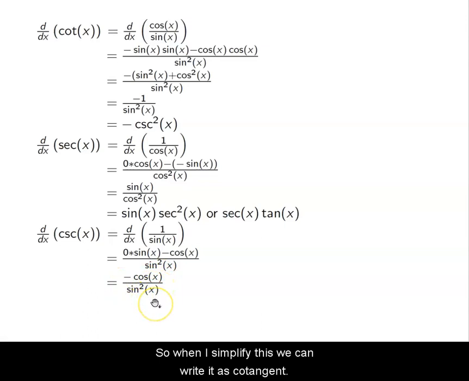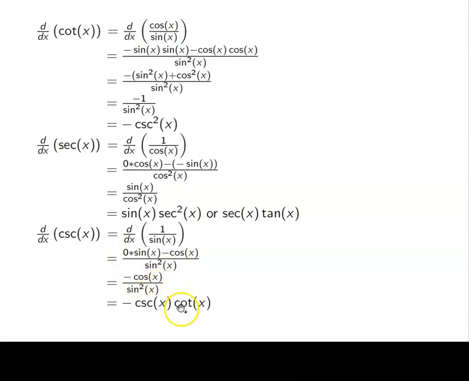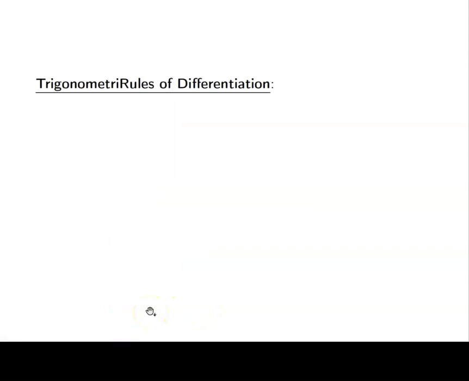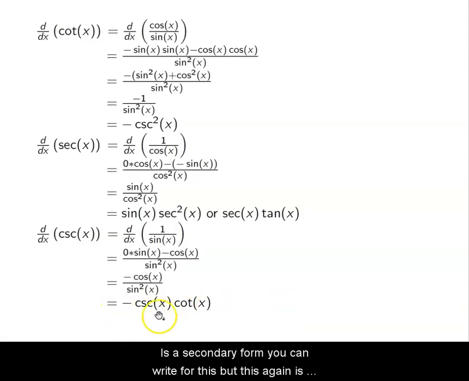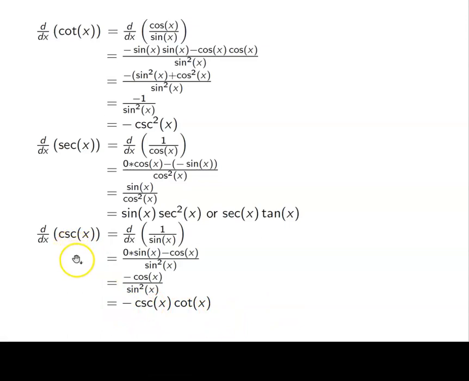So when I simplify this, we can write it as cotangent, right? Negative cotangent times 1 over sine, so cosecant. Negative cotangent times cosecant. There's a secondary form we can write for this, but this again is generally the way that we think of the derivative of cosecant.